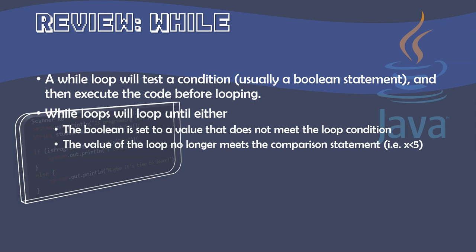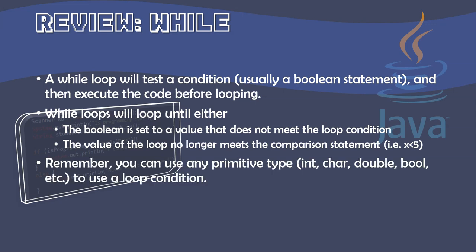Or more commonly, the value of the loop no longer meets the comparison statement, so x is less than 5. Let's say you have something that is just adding 1 to x. X starts at 0. Well, if you add 1, eventually that x will equal 5. Well, 5 does not meet the condition of being less than 5 because it's equal to, so it would then exit that loop. Remember, we can use any primitive type such as int, char, double, bool, etc. in order to meet or use a loop condition.